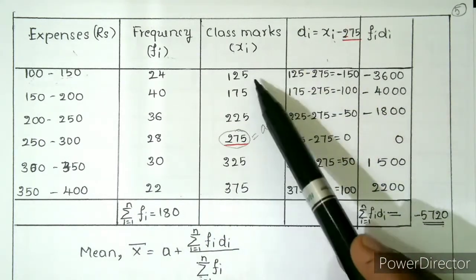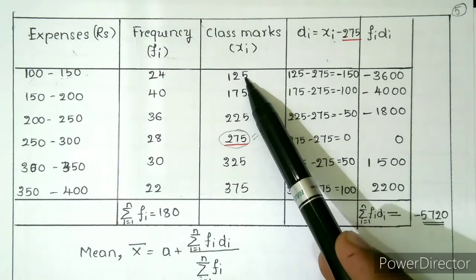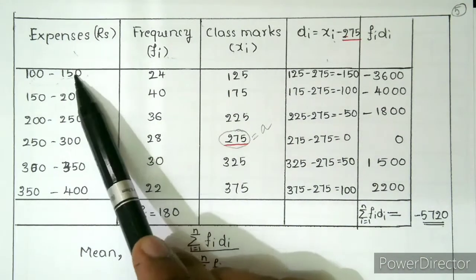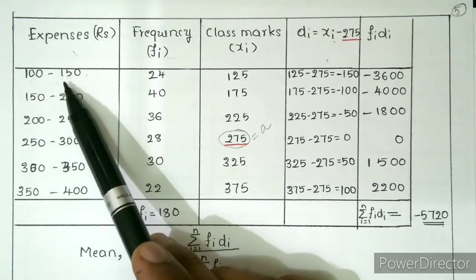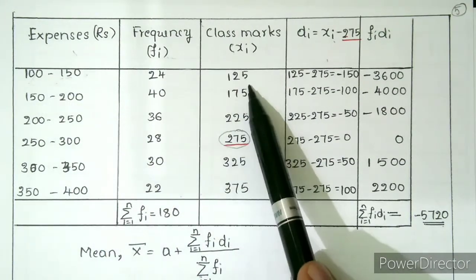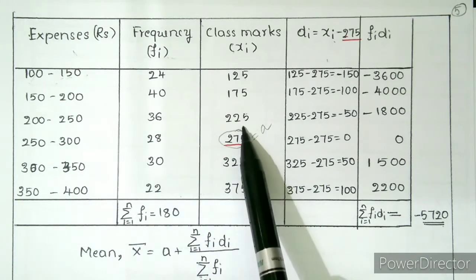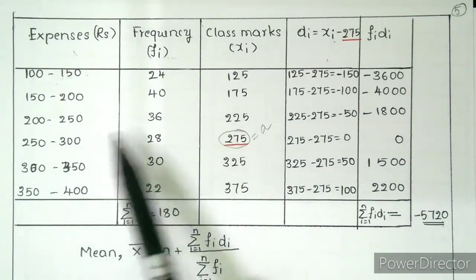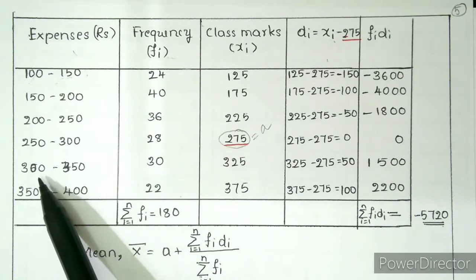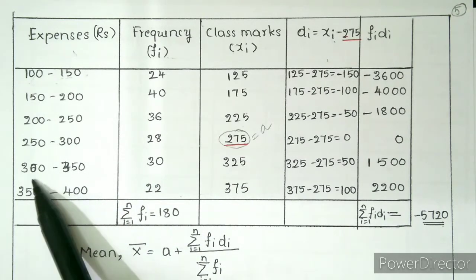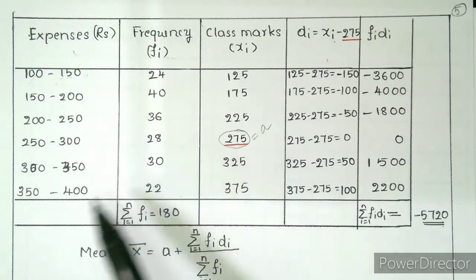The class mark is the midpoint, and the formula for finding the class mark is upper limit plus lower limit by 2. The middle of 150 and 100 is 125. Then 175. 200 and 250, it is 225. 250 and 300, it is 275. 300 and 350, it is 325, like this. And the last one is 375.